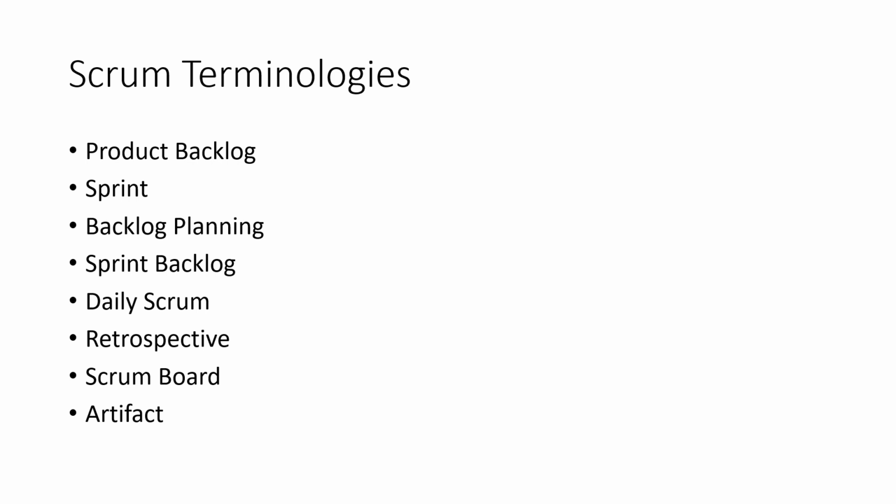Artifact. The product backlog, the sprint backlog and the product increment are the 3 Scrum artifacts within a project. The product backlog and sprint backlog represent work still to be done, and the product increment is the portion of the product that the team has already completed during the current sprint.